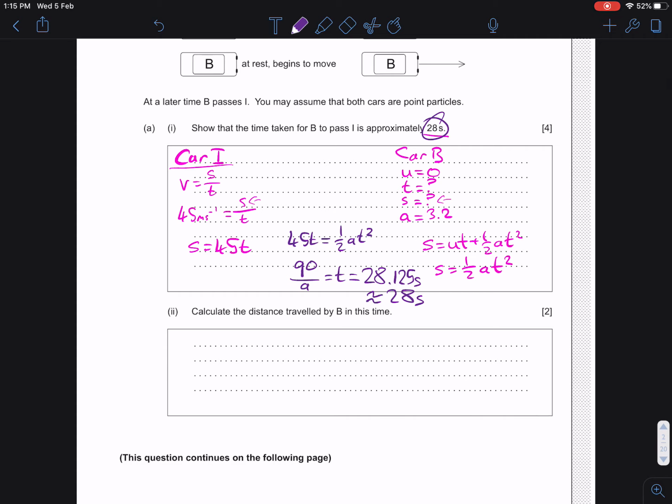Part 2, calculate the distance travelled by B in this time. Now you've just equated two equations for distance, so you can use either of them and just put in the time there. So we're talking about car B, so we might as well use the car B equation. So s equals a half times a times t squared, which gives you a half times 3.2 times about 28 squared, which gives you about 1,300 meters to two significant figures.